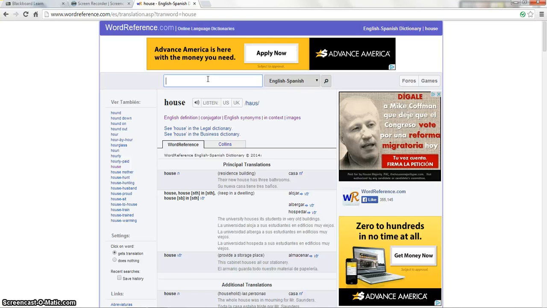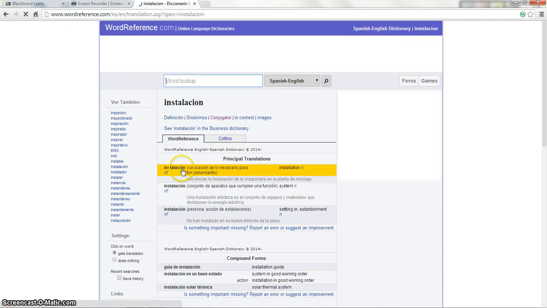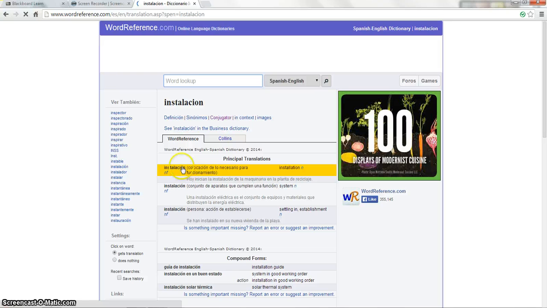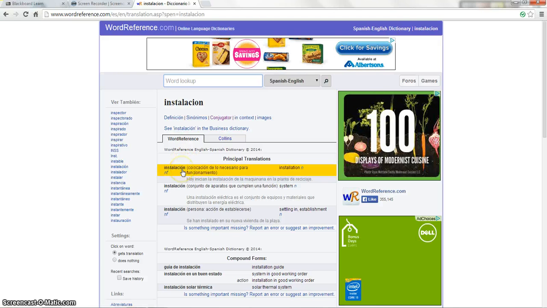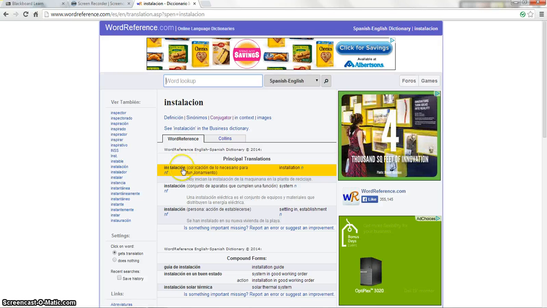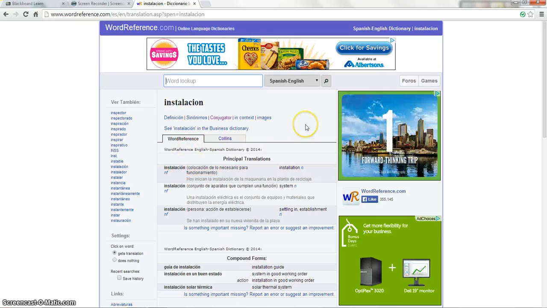a word that uses an accent in Spanish. We could go to instalación, which is installation. And so you look through here, and right here it has the accent. You can't see it that clearly, but it has the accent on top of the vowel. So if you want to know where an accent goes, right here it tells you where it goes. So this is very important.